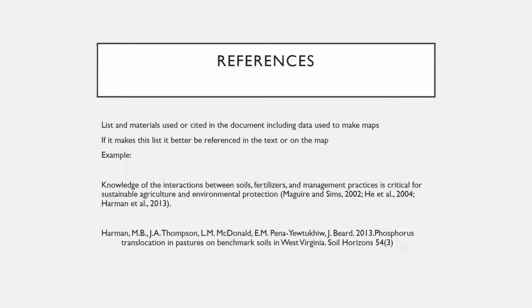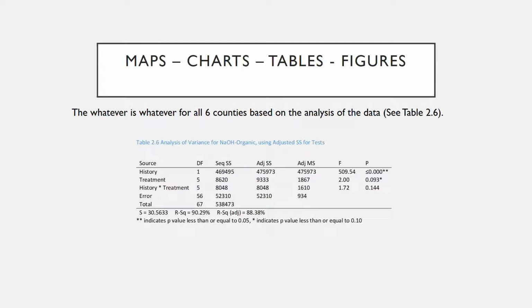Now, how would all that work? Well, say you've got a map or a chart. You're writing in your text, and the whatever is whatever for all 6 counties based on the analysis of the data, and then after that you put in parentheses, "see Table 2.6." In this case, I'll use 2.6. That'll tell me when I'm reading that I need to go to the end of the report and look for Table 2.6 or 1.2 or 1 or 2 or 25 or 6 or A or B, or whatever you call the thing. And then I go to the back, and there's the table.